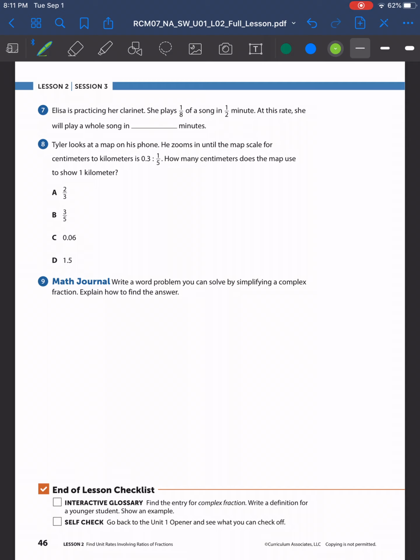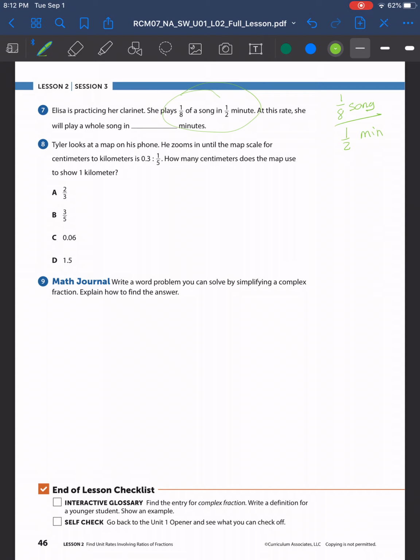Elisa, maybe that's how you say it. Elisa is practicing her clarinet. She plays 1/8 of a song in a half of a minute. Okay, that sounds like a rate to me, okay? So I'm gonna write that down. 1/8 of a song per 1/2 of a minute. At this rate, she will play a whole song in how many minutes?